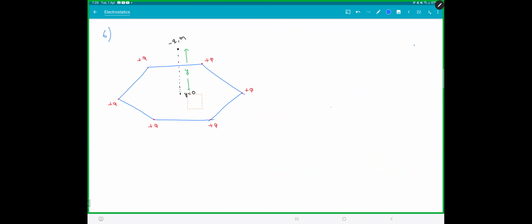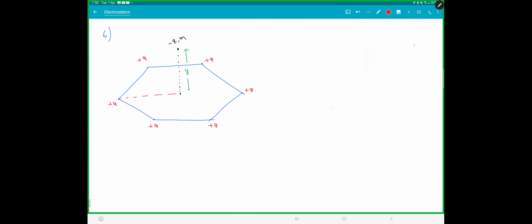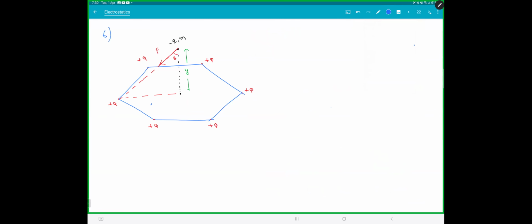So look at this. If I take any one of them, let's say this guy, the force F will be in this direction. Let this angle be theta. In a regular hexagon, all sides are equal, even the distance from the center is equal. So this is L. This is Y, this is R, this is L, and this is theta. R is nothing but root over L square plus Y square. Cos theta is nothing but Y by R.